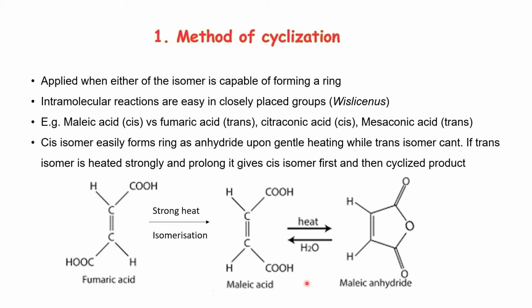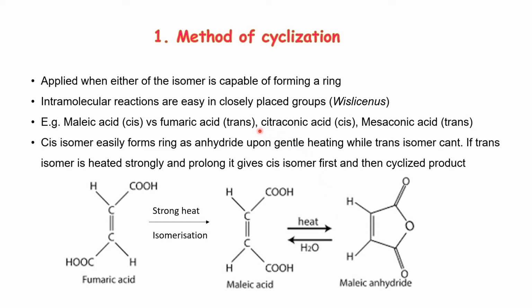In case of dicarboxylic acids like maleic acid, when two carboxylic groups are located on one side, they are physically in the vicinity of each other, so the reaction is much easier. So maleic acid, the cis isomer, is capable of forming a ring very easily, which can be achieved with the help of gentle heating. But in case of the trans isomer, we have to heat it vigorously for a longer period of time so that it can first get converted into maleic acid and then undergo cyclization.